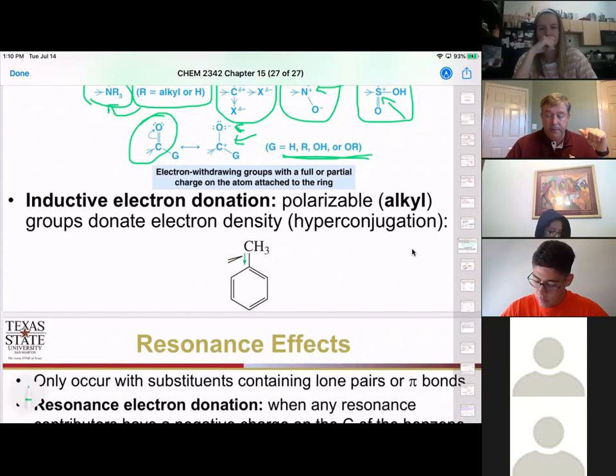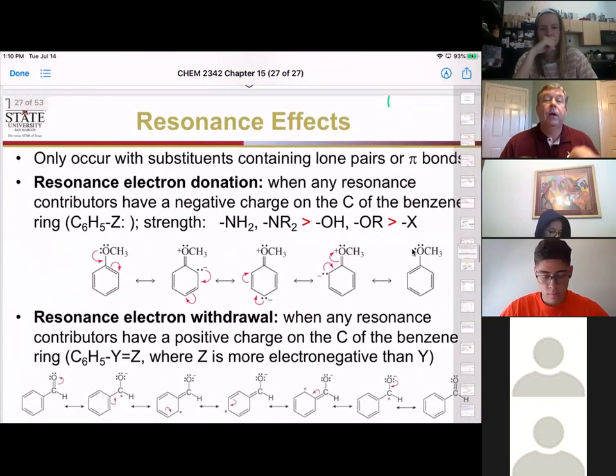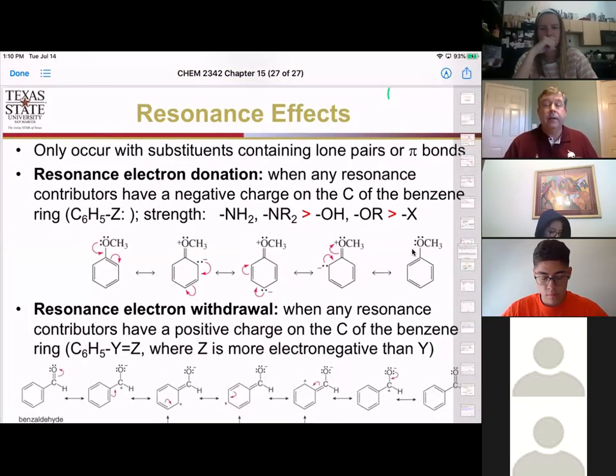Now, in addition to just that direct electron transfer through the sigma bond, we also have resonance effects associated with it. In the resonance effect, we can have lone pairs on the thing bonded to the benzene ring contribute to resonance structures. So in the case of resonance effects, you should always look for this lone pair either contributing to stabilizing the charge or pulling away from stabilizing the charge.